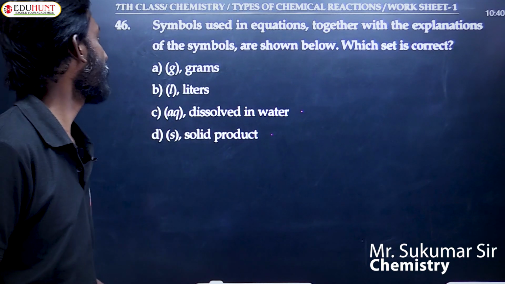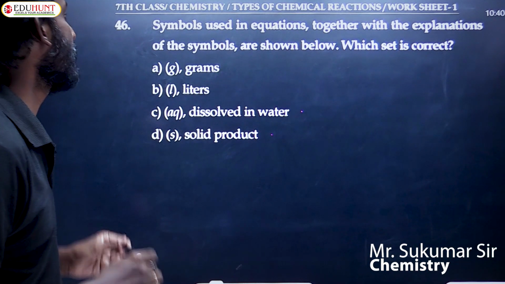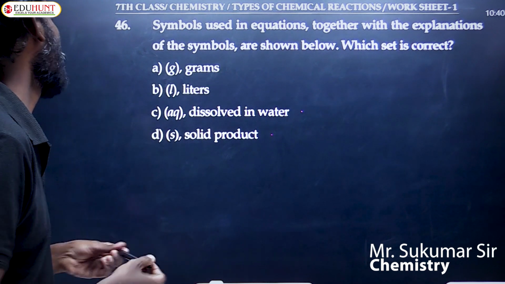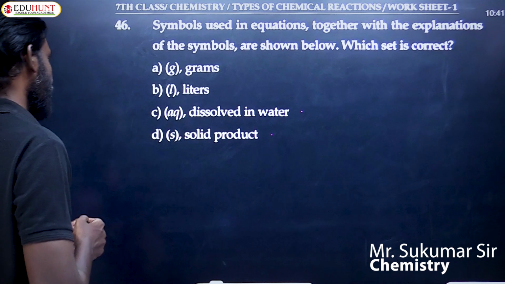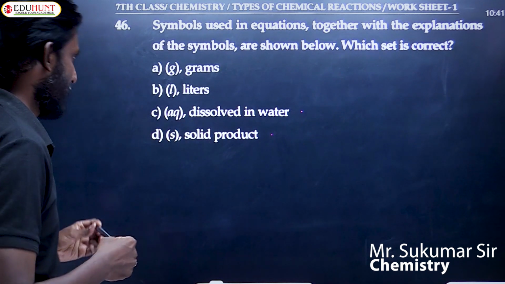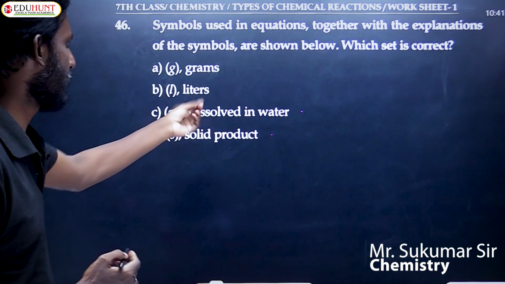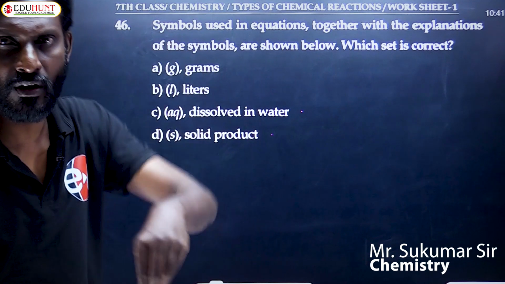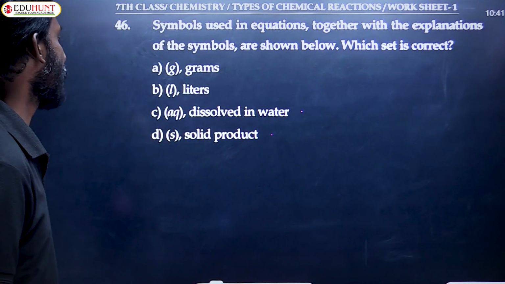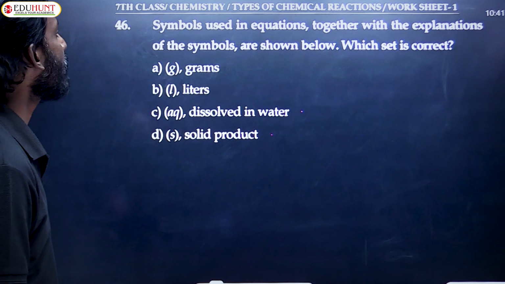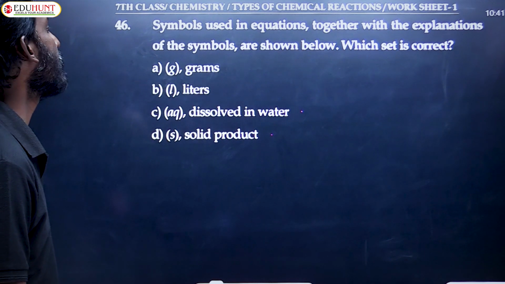Next, 46. Symbols used in equation together with the explanation of the symbol are shown below. Which is correct? G for grams, L for liters, aqueous for dissolved in water. Something we dissolve in water, we will call it as aqueous solution, AQ. And S for solids.